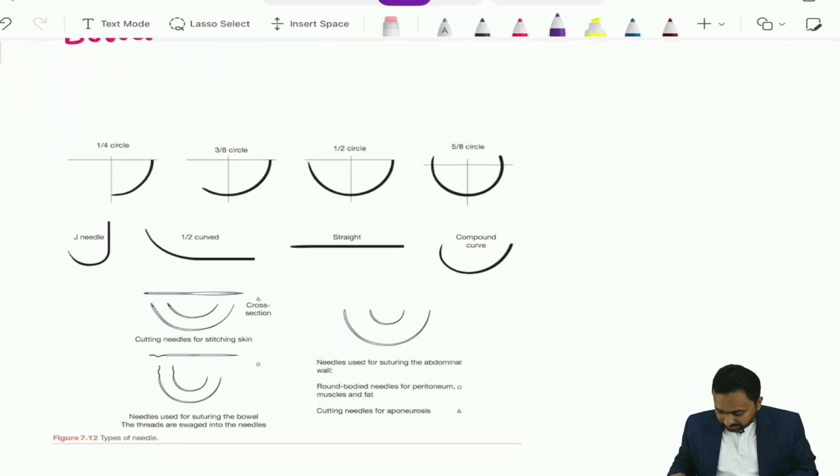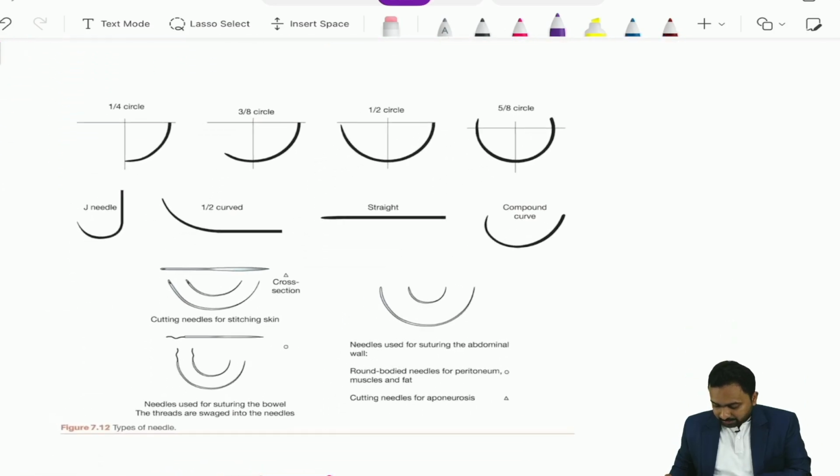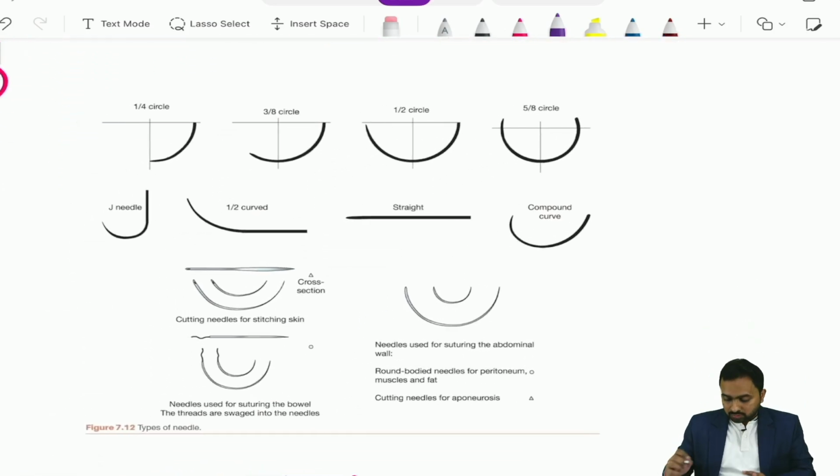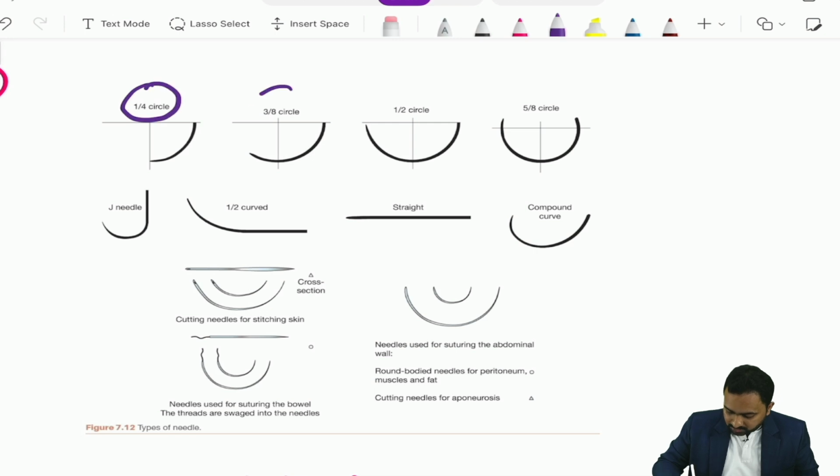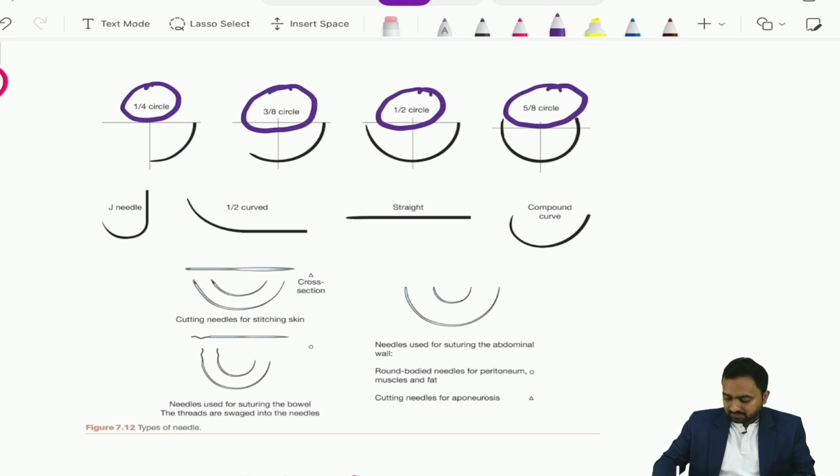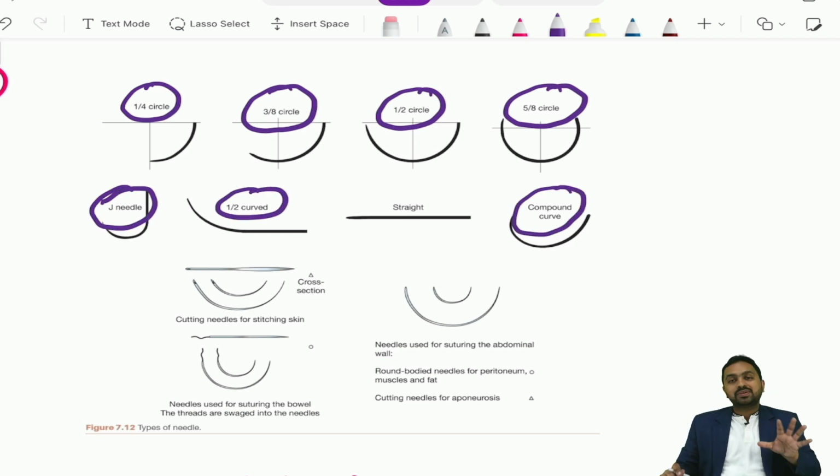Now regarding the needles, these are the various types of needles that are used. So this is your 1/4 of a circle, this is your 3/8 of a circle, half of a circle, 5/8 of a circle, half curve, J needle, a compound curve, right. So please remember this needle shape, as they can simply ask you an image based question on the basis of these needles.